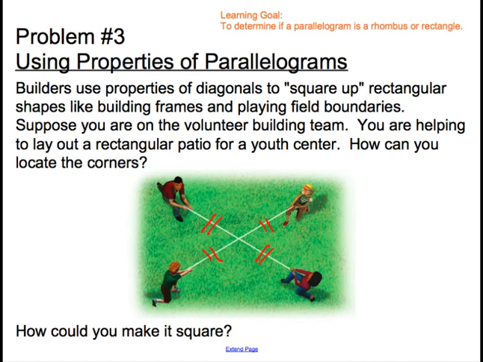So the final question asks, how could we make this a square? In order to force this to be a square, it would have to be both a rectangle and a rhombus. We already have a rectangle, so in order to force this to be a square, all we have to do is confirm that we can force this into being a rhombus. In order to force this rectangle to be a rhombus, all we have to do is force the diagonals to intersect each other at a 90-degree angle. If we do that, then we'll have a square patio.